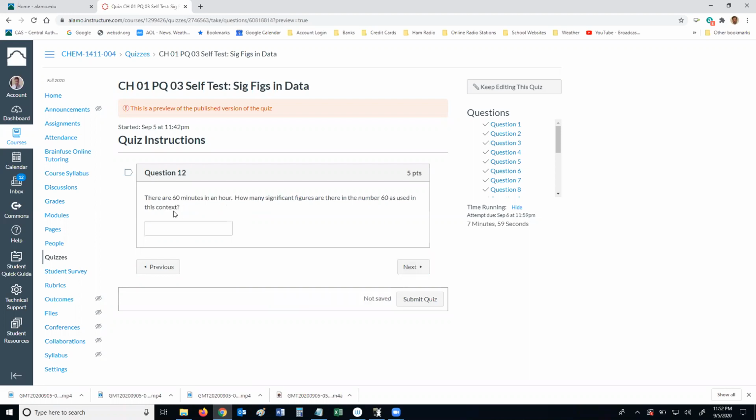Okay, number 12. There are 60 minutes in an hour. How many significant figures are there in the number 60 as used in this context? Well, an hour is 60 minutes because it's defined to be 60 minutes, not because it was measured, right? No one measured the length of an hour with a stopwatch to find out that there were 60 minutes in it. That was a definition. So the number of minutes in an hour is 60.0000 ... Okay, going on forever. It's another case of an exact number. And anytime a number is exact, the number of significant figures is infinite.